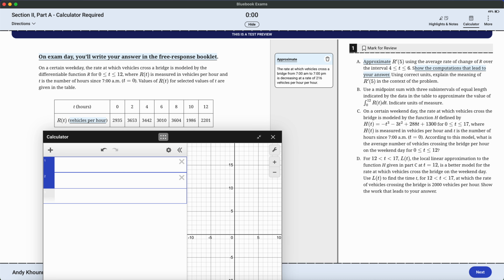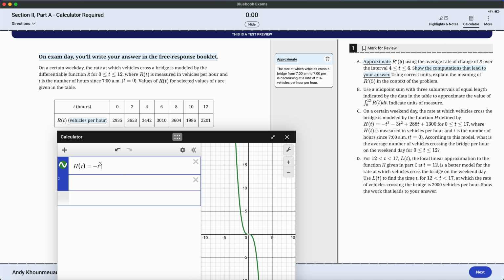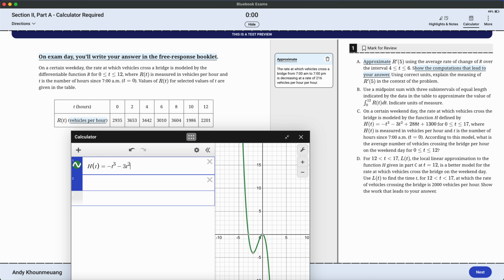Okay, for C, we have on a certain weekend day, the rate at which vehicles cross the bridge is modeled by h of t. So I'm going to go ahead and type in h of t in my calculator for 0 to 17, where h of t is measured in vehicles per hour and t is the number of hours since 7 a.m. According to this model, what is the average number of vehicles crossing the bridge per hour on the weekend day for 0 to 12?